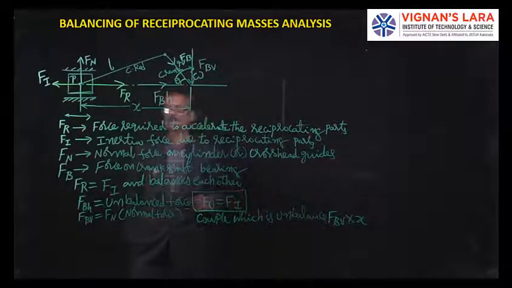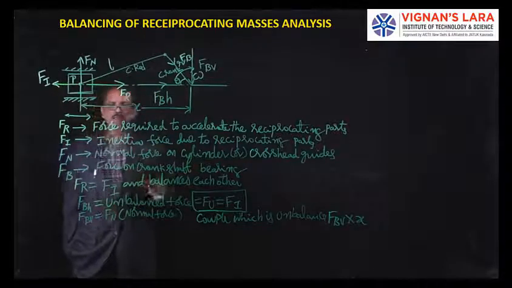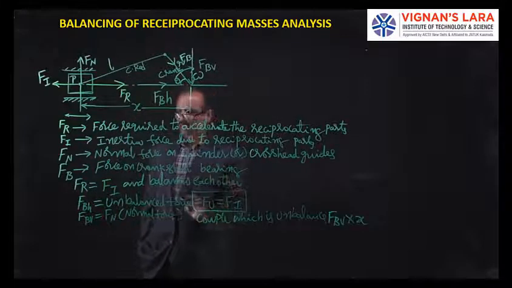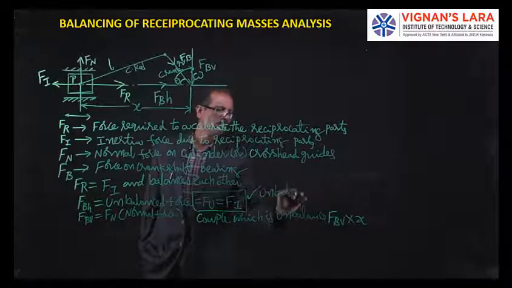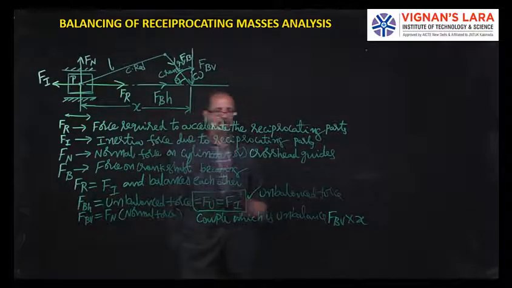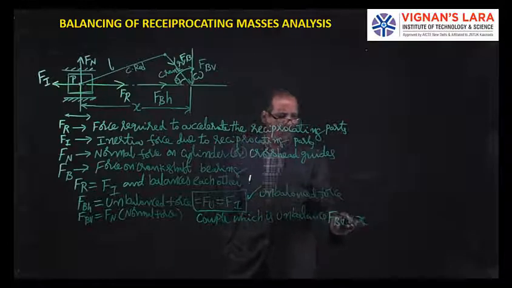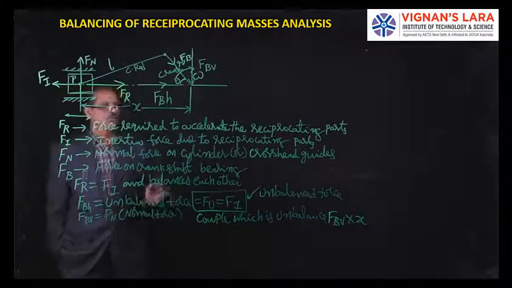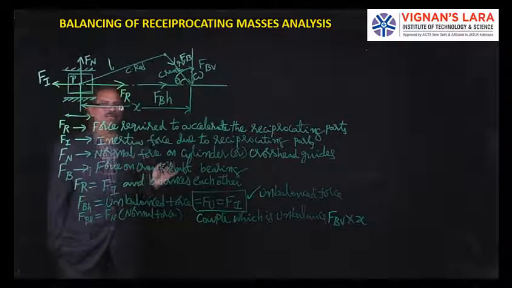So you can see here, in the overall way, we can say one thing: the system is unbalanced for forces, that is in the x direction. This is the unbalanced force, and the system is unbalanced with the couple in the y direction, that is Fbv into x. So our objective is to balance both these forces and couples by means of some methodology.